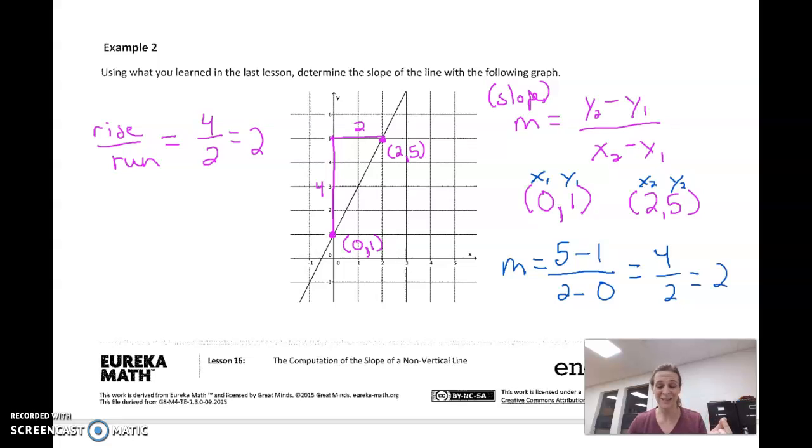Notice we get the same thing, okay? So our slope formula is doing the same thing. It's trying to figure out how much we're going up from point to point, or rising, or going down. And we're trying to figure out how much we're going over. That's our run. Okay, so our slope formula is just doing the same thing, but we don't necessarily need a graph for it. So let's look at another example.